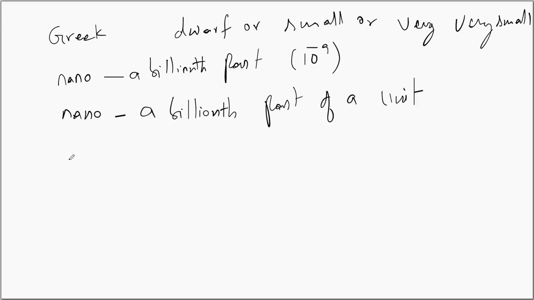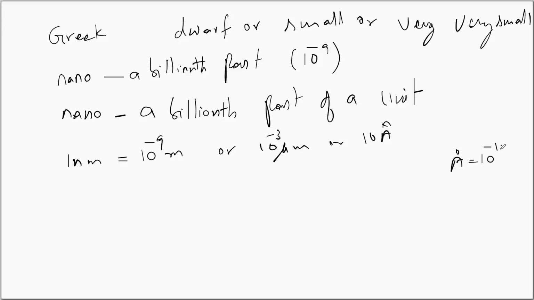For example, when we say 1 nanometer, we mean to say that it is 10 power minus 9 meters, or it is 10 power minus 3 micrometers. As you know, 1 micrometer is equal to 10 power minus 6 meters, or the same thing is equal to 10 angstroms, as an angstrom unit is equal to 10 power minus 10 meters. So 10 angstroms, they make 1 nanometer, 10 power minus 3 micrometers, they make 1 nanometer, and 10 power minus 9 meters, they make again a nanometer.